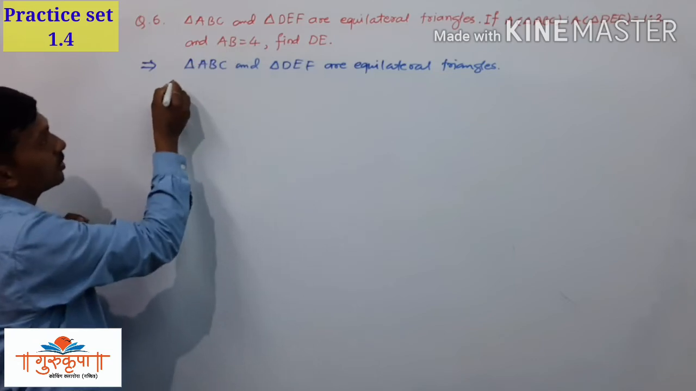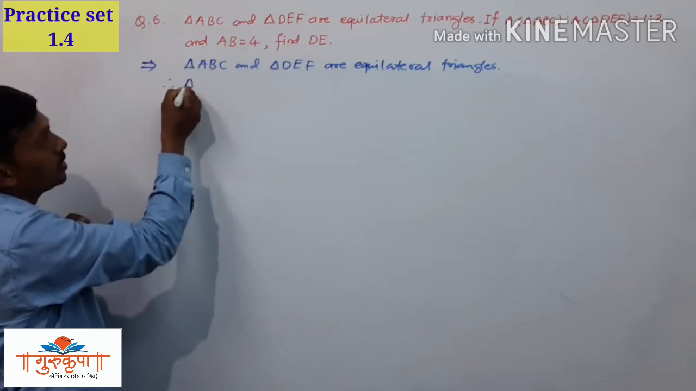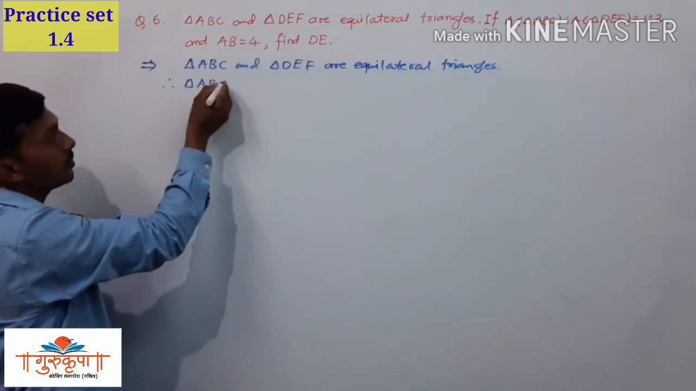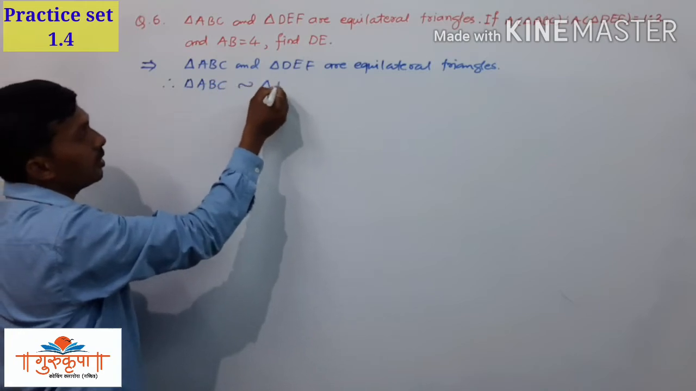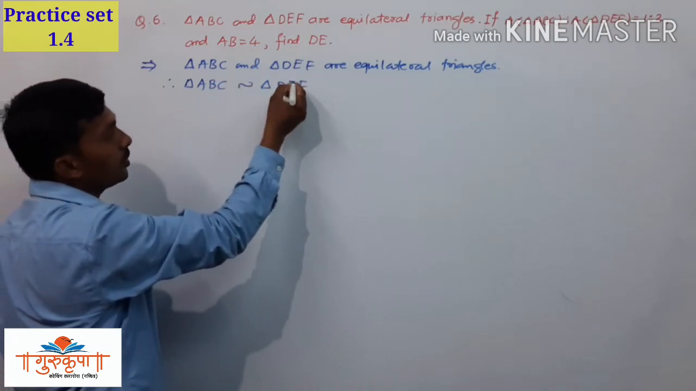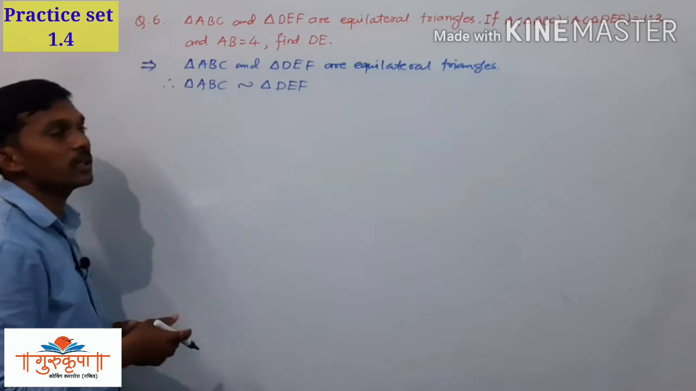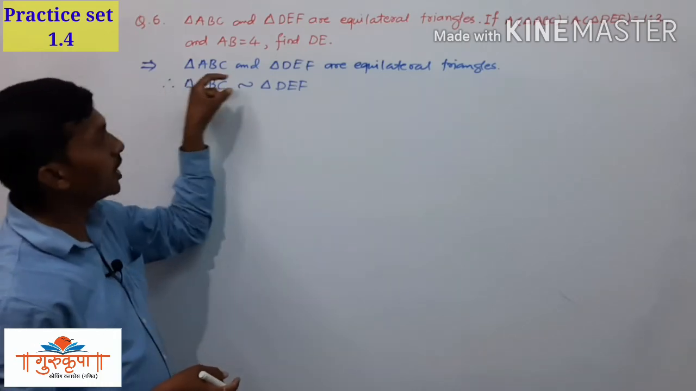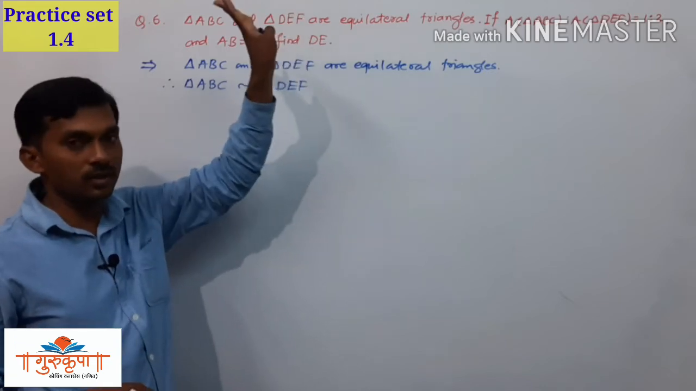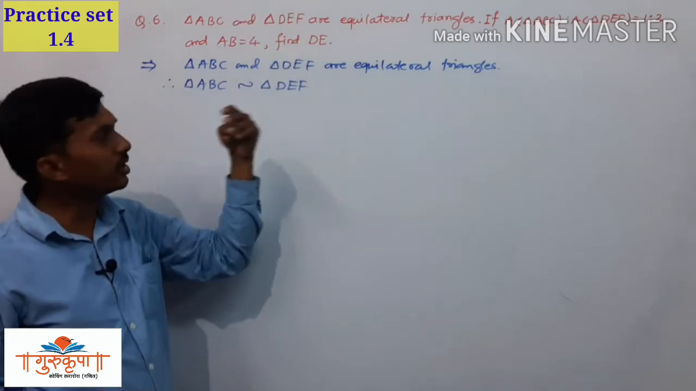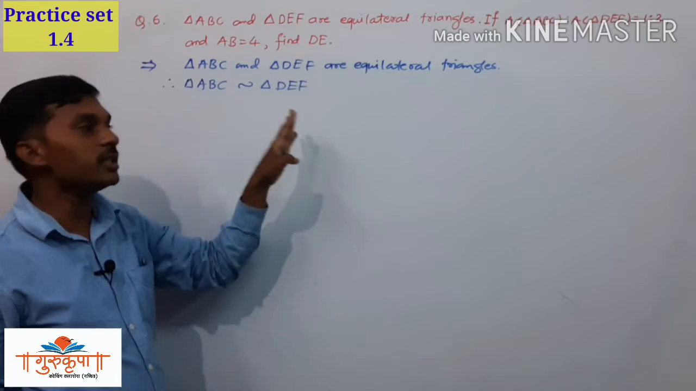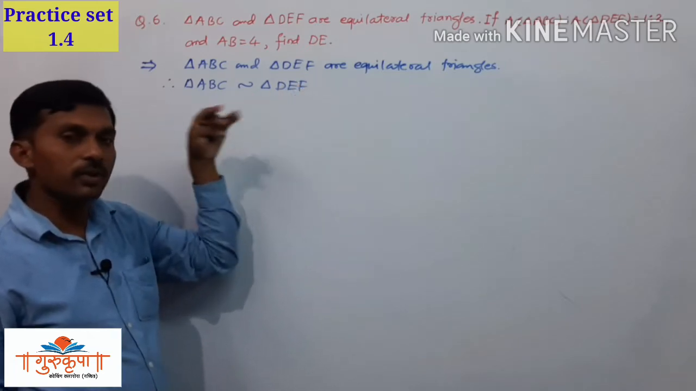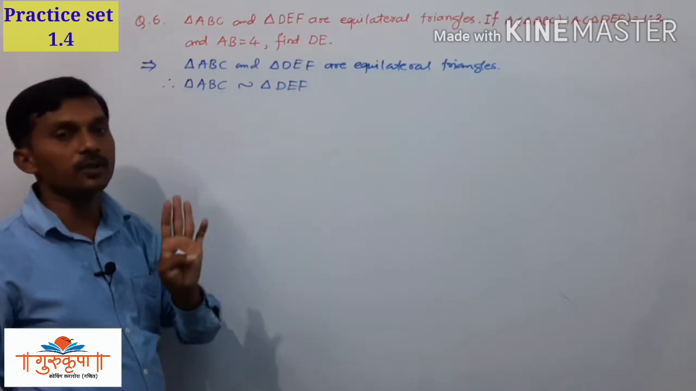Here we can write, therefore triangle ABC is similar to triangle DEF. It is very important, since equilateral triangles are always similar to each other. You can write the statement here, equilateral triangles are similar to each other. That is not necessary to write, it is very easy, so no need to write that, or you can also write it for your information.